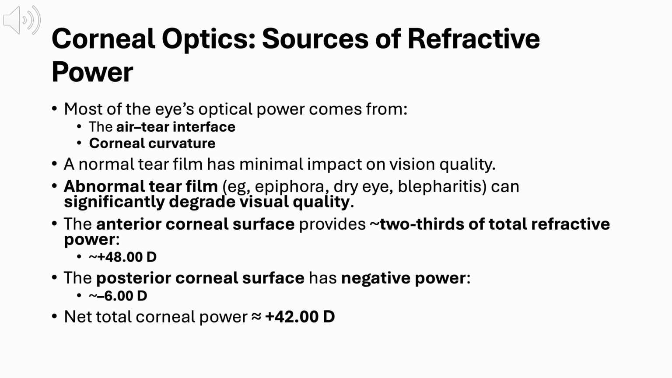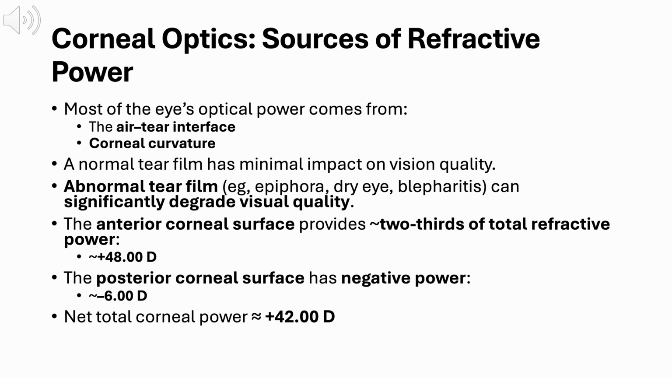Now we'll turn to corneal optics and where refractive power in the eye comes from. Most of the eye's optical power is generated at the air-tear interface and by the curvature of the cornea, which explains why the cornea is so central to refractive surgery. In a healthy eye, the tear film has minimal impact on vision quality because it creates a smooth optical surface. When the tear film is abnormal, such as with dry eye, epiphora, or blepharitis, visual quality can be significantly degraded, even if the cornea itself is otherwise normal.